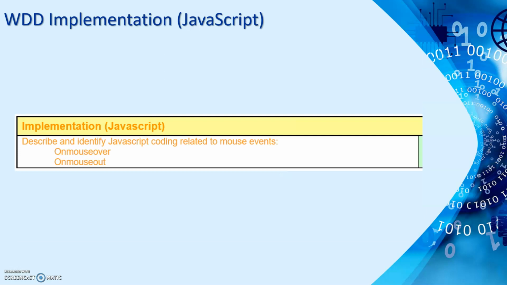Then we've got JavaScript. Now it just says describe and identify, so you won't be asked to implement that during your assignment task. And that's relating to the mouse events. Now the mouse events, the mouse moves about on your desk, that moves the pointer on your screen. We've got on mouse over, which would be when the pointer goes over something, perhaps an image, and then on mouse out when it comes away. And it might make the image change or get bigger, and then when you move the pointer away it goes back to its original image or size.